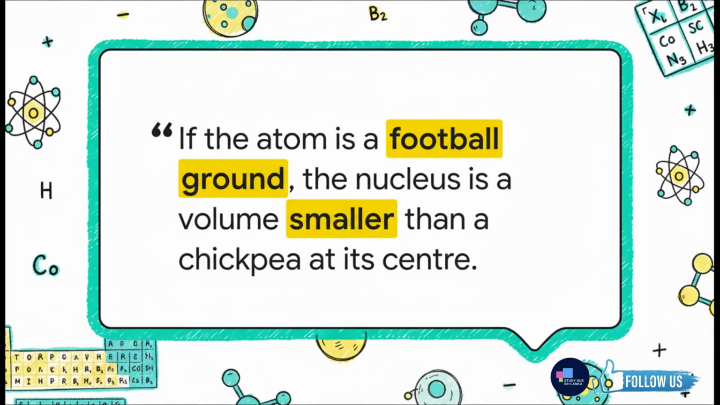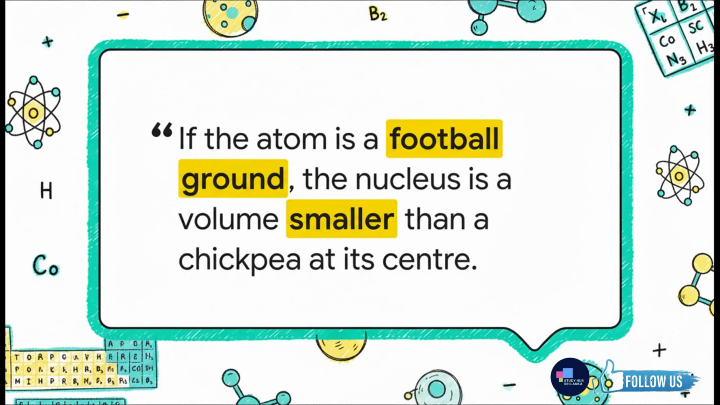Now here's something that might blow your mind. An atom is mostly just empty space. I love this analogy. If an atom was the size of a whole football ground, the nucleus, where all the heavy stuff like protons and neutrons are, would be smaller than a single chickpea right in the middle. The rest of it is just empty space with electrons whizzing around.